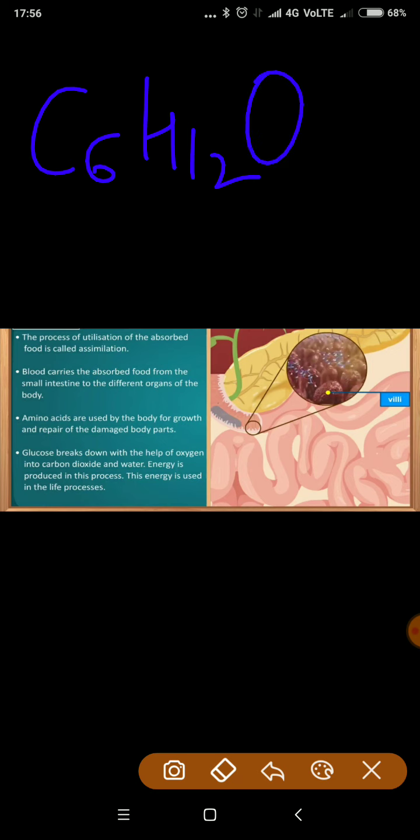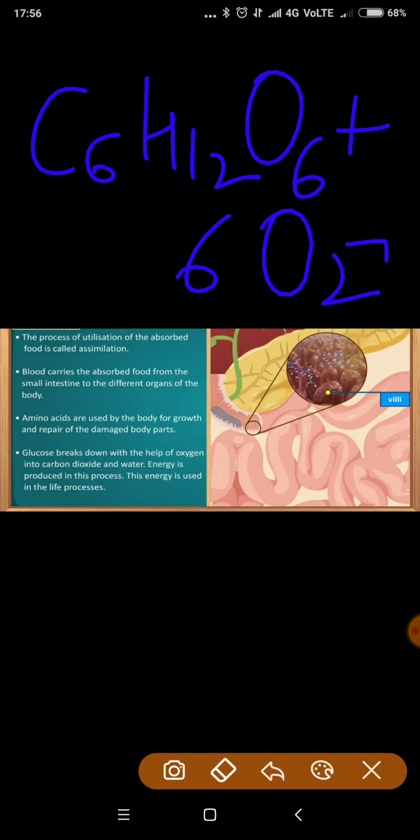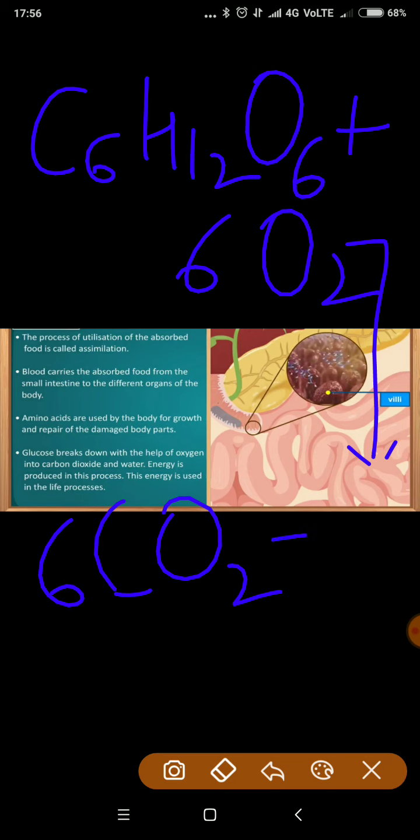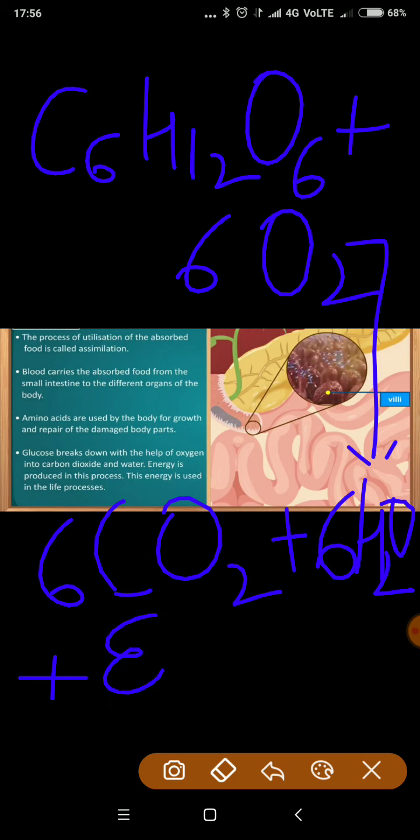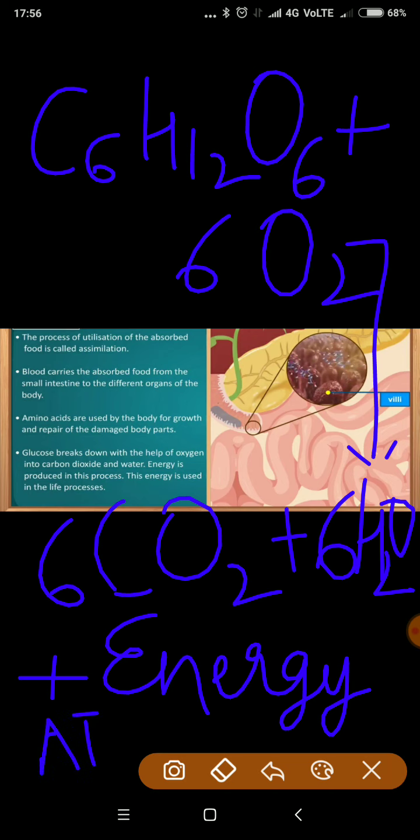I have told you C6H12O6, glucose, will react with oxygen and carbon dioxide gas will be released, that we exhale from our nose while breathing out. Water will be formed. Water vapor we also exhale along with carbon dioxide, and energy is formed in the form of ATP. What is ATP? ATP is adenosine triphosphate.